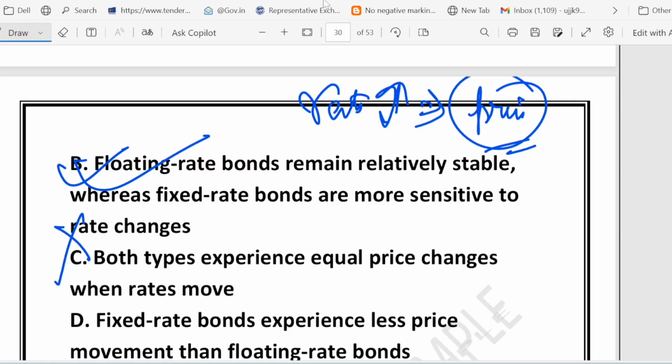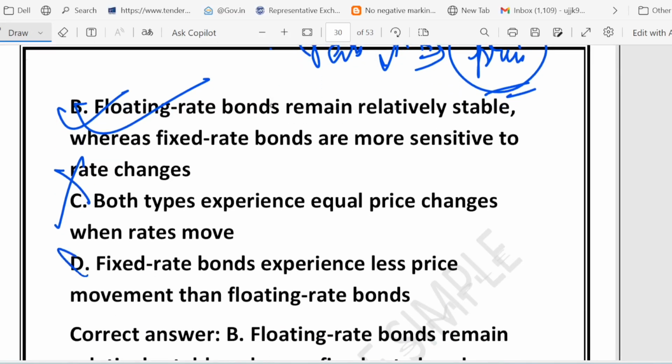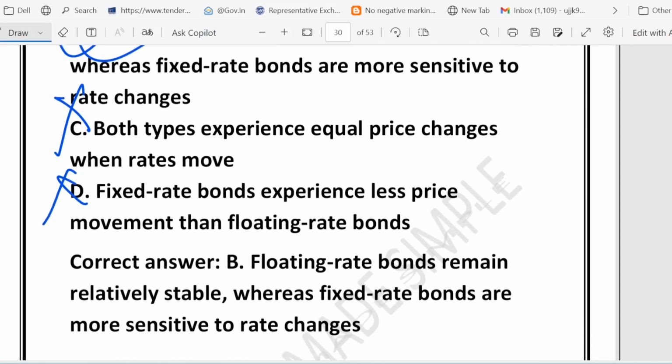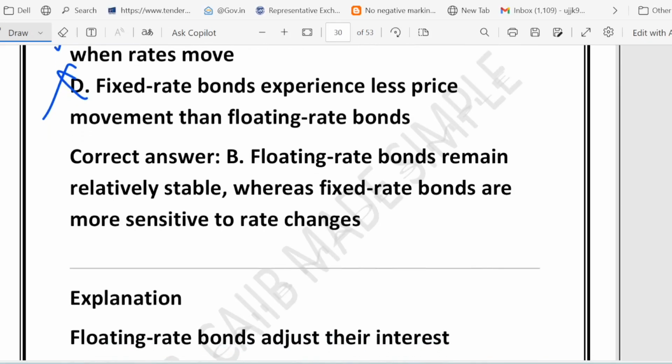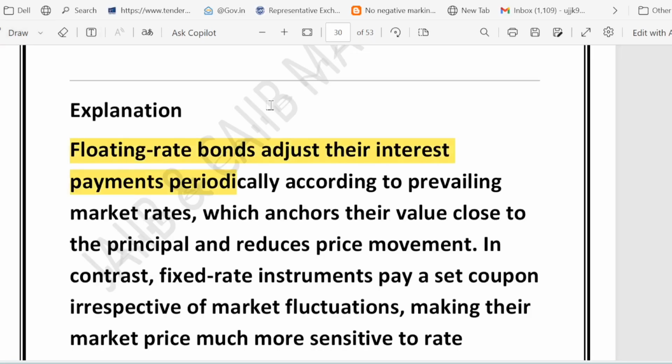Option D says fixed rate bond experience less movement than floating rate bond. This is totally opposite. Fixed rate bond actually experience more price movement. So this option is also wrong. So what we learn from this discussion is that fixed rate bonds pay constant interest rate. Price falls when market rate rises and price rises when market rate falls. While floating rate bond interest adjusts with market interest rate, price remains relatively stable.